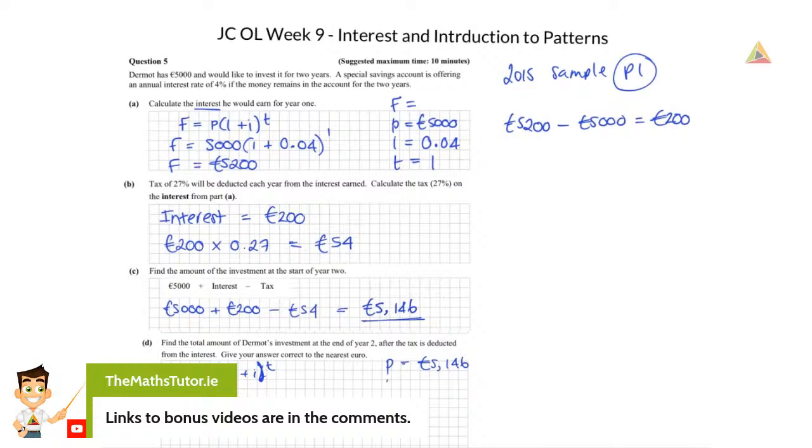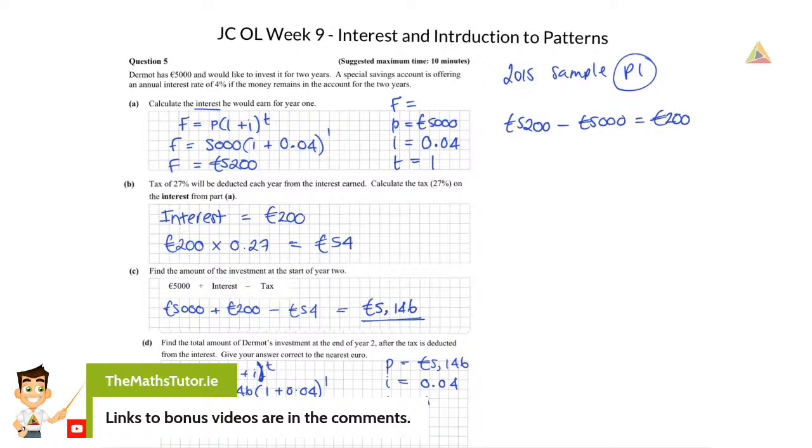Our interest stays the same, it's 0.04. And our time, again, is 1 year because we're going year by year. So we need to get the final amount at the end of year 2, and then we'll get the tax of the interest. So the final amount is going to be the principal, which is 5,146 by 1 plus 0.04 to the power of 1. So you can put into the calculator 5,146 by 1.04, and you'll get your final amount of 5,351.84.